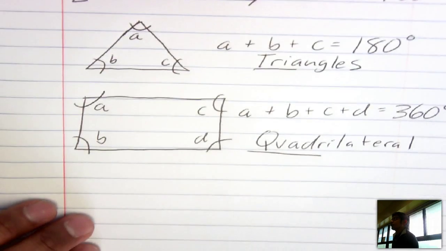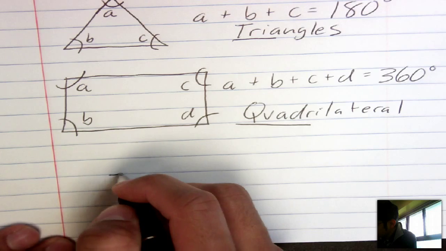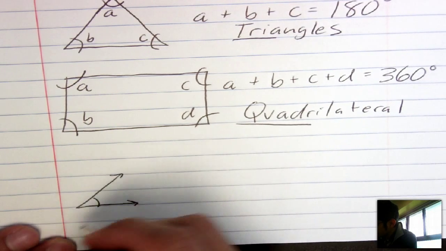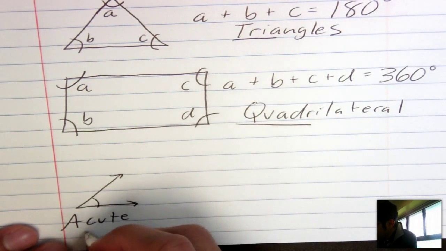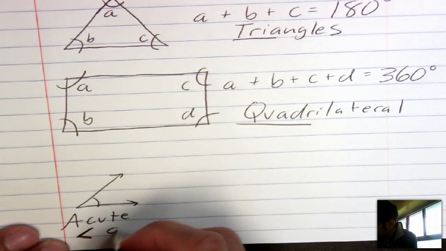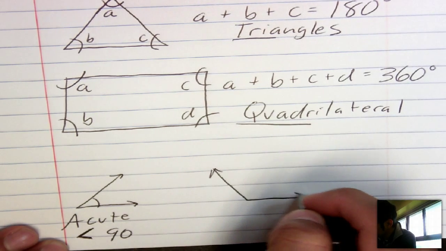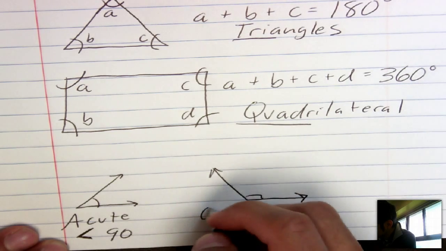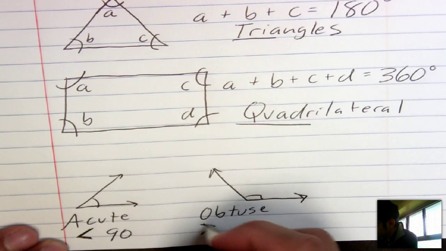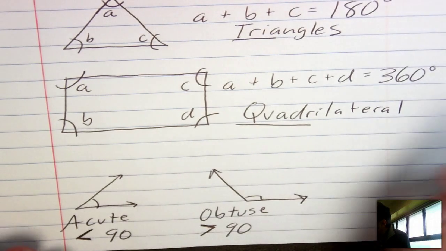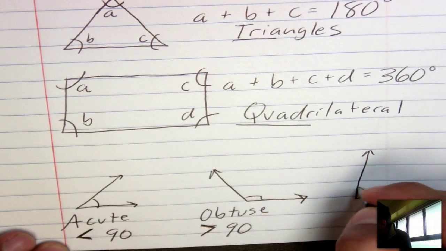And let me just write down the last three angles that we talked about in class today. We talked about an acute angle. That's an acute. An acute angle is less than 90 degrees. We talked about an obtuse angle. An obtuse angle is greater than 90 degrees. And then we talked about a right angle. And a right angle is 90 degrees.